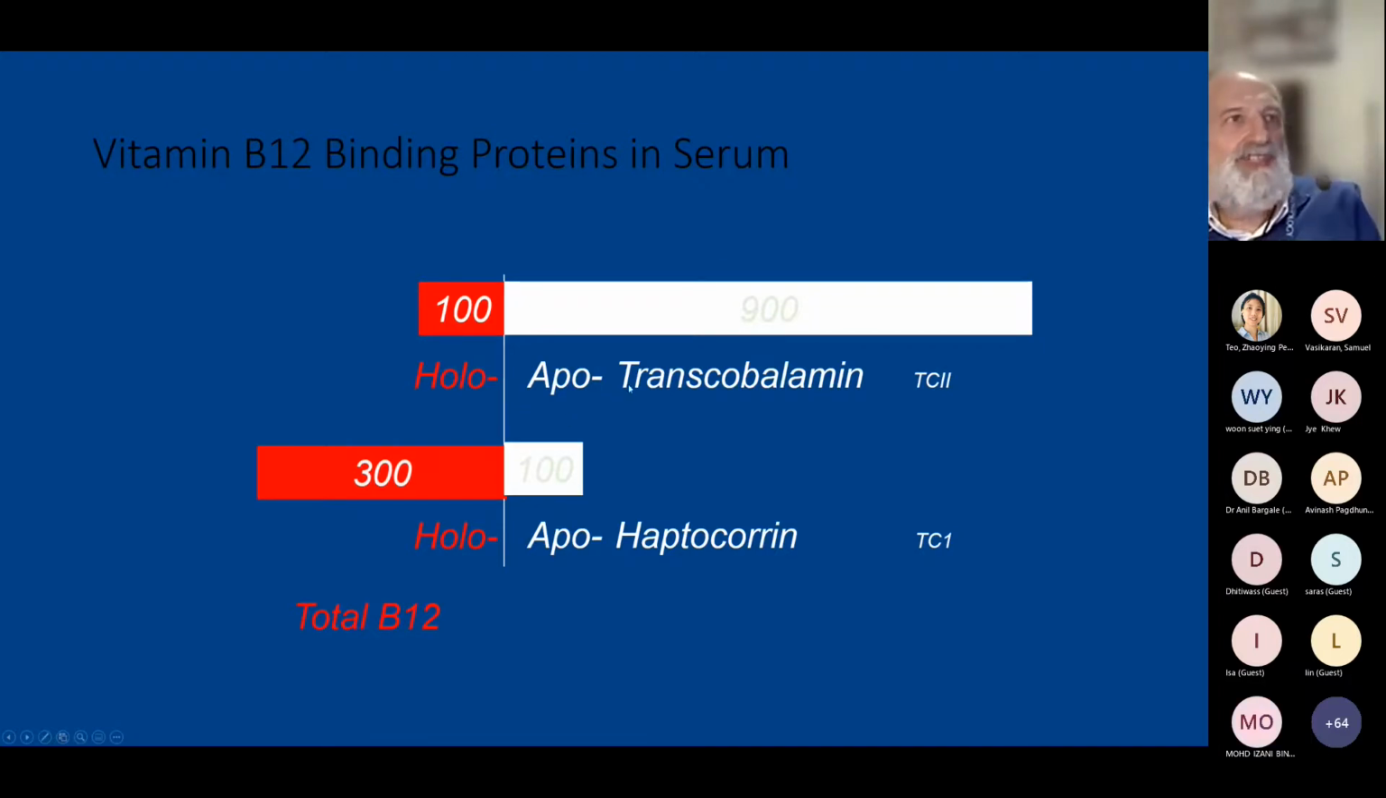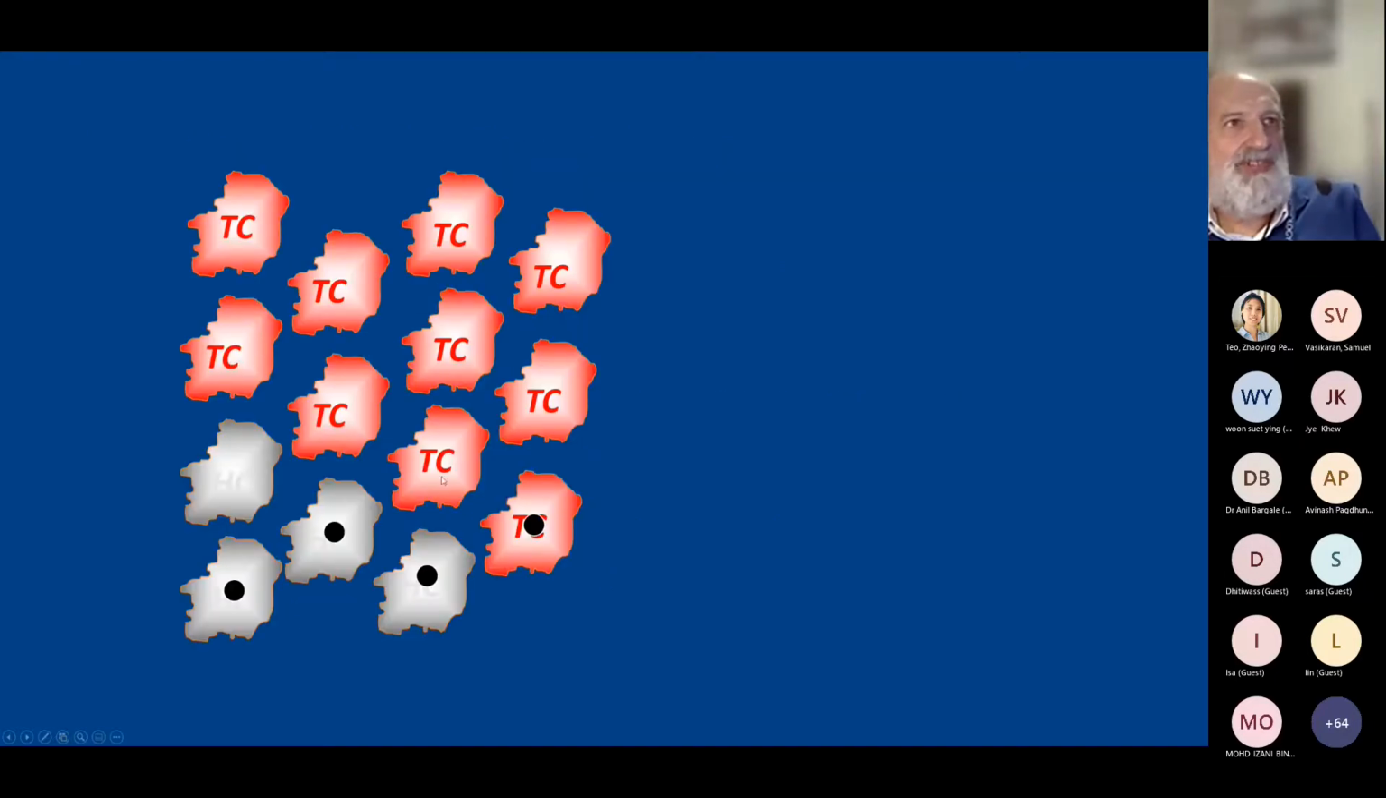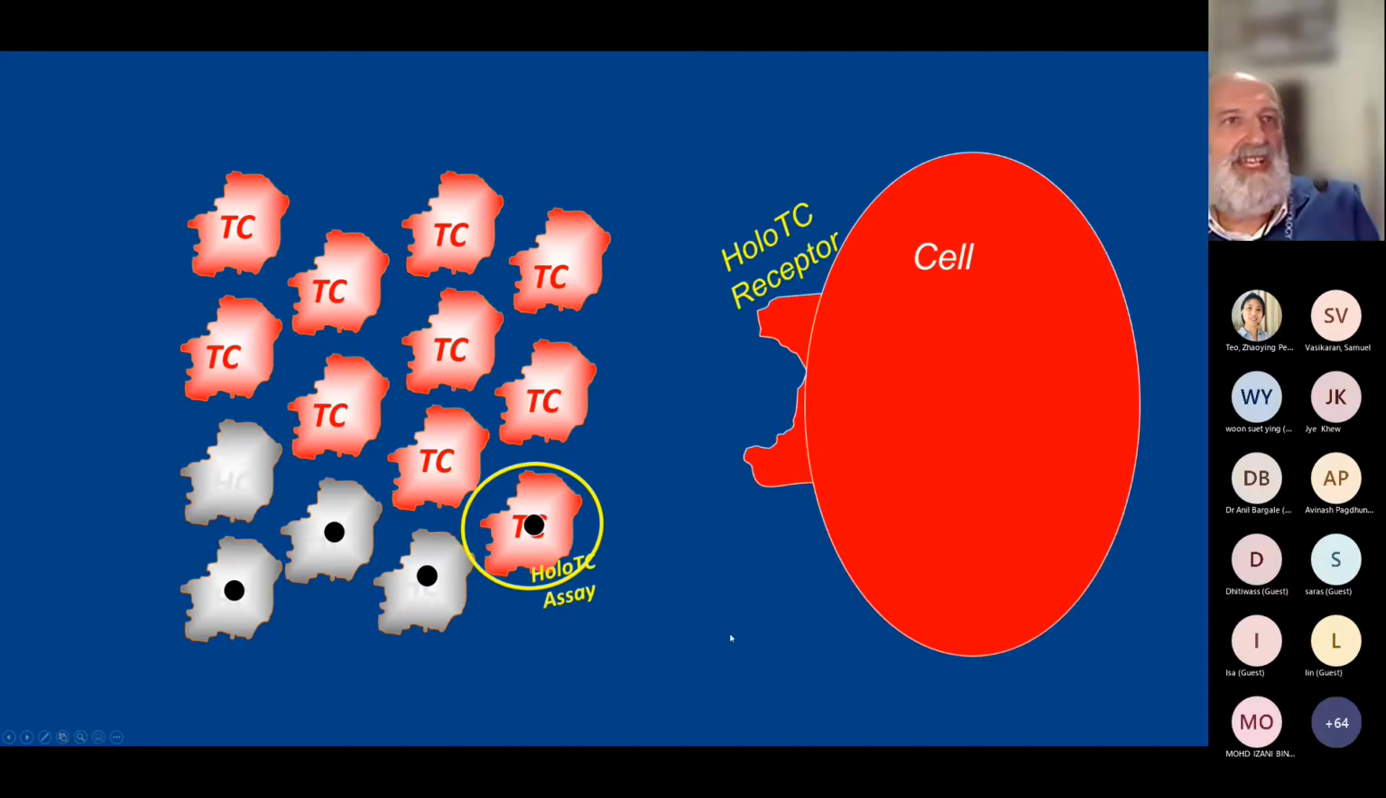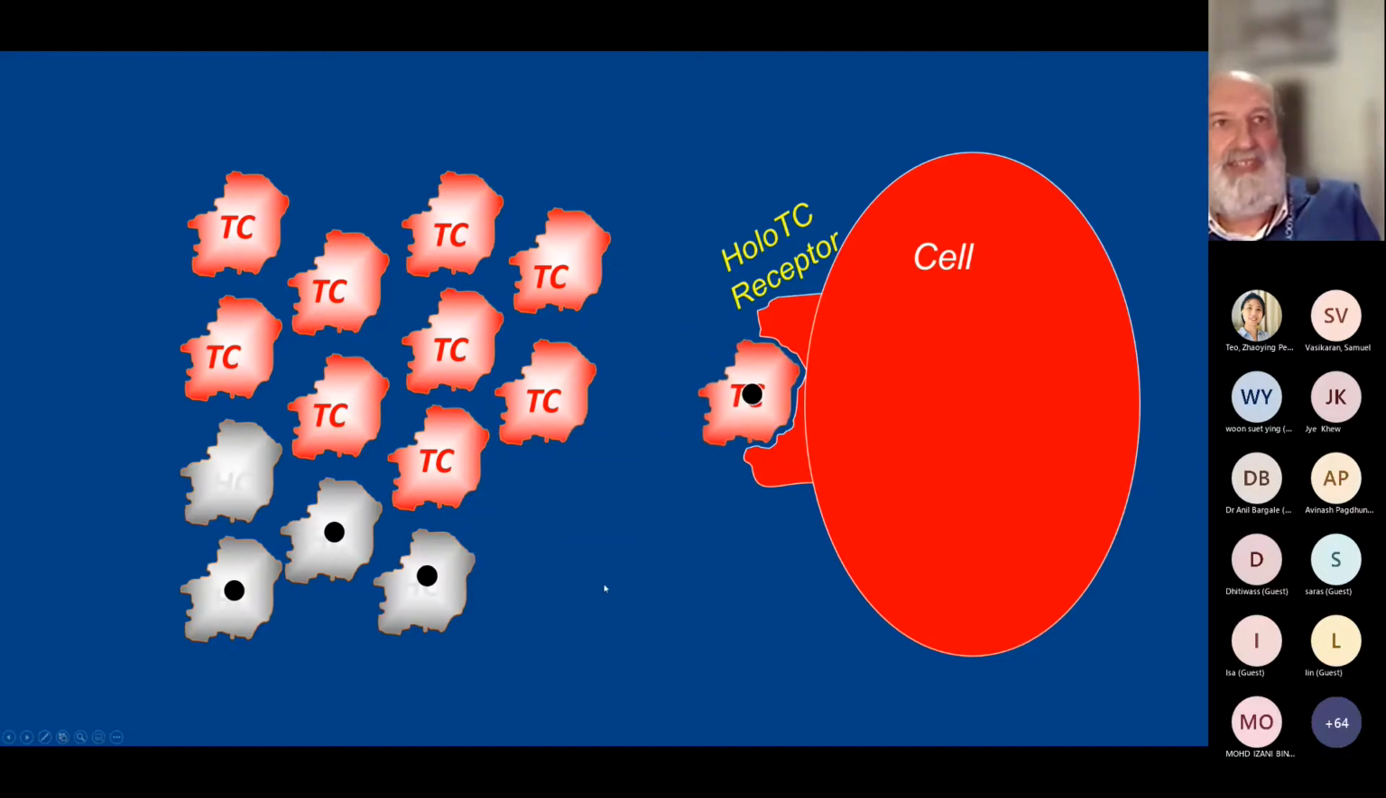Now, what are these two proteins doing with B12 in the circulation? Here are the different forms. Here's transcobalamin, 10% saturated, and here's haptocorrin, 75% saturated. When we're measuring total B12, we're measuring both of those proteins carrying B12. Now, the important one is holotranscobalamin, which is what the cells can pick up to get B12. It's the active B12. So the most important fraction is holotranscobalamin.